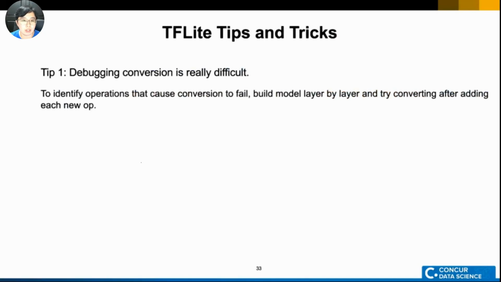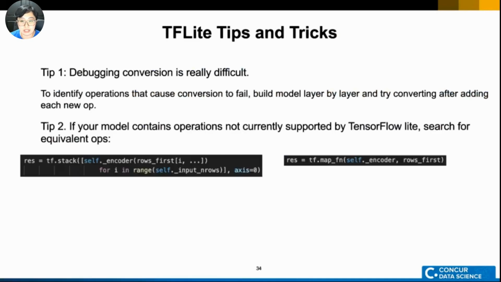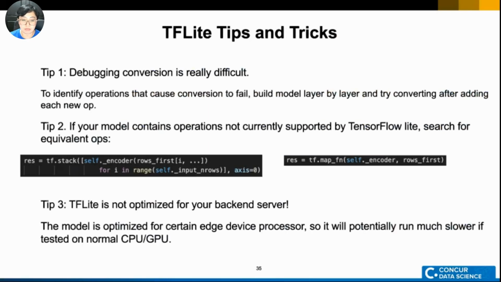A few tips and tricks that we learned throughout this process: first, debugging conversion can be tricky, because it doesn't directly give you a very clear message on which layer is failing. The practice that we found helpful is to add the layers one by one, try to convert, and see where it fails. Secondly, if a specific layer fails, there is usually some equivalent op you can potentially use that is supported by TensorFlow Lite, so definitely try that before giving up. The third is that TensorFlow Lite is not optimized for the backend server, so the best way to test it is to run it directly on edge devices.